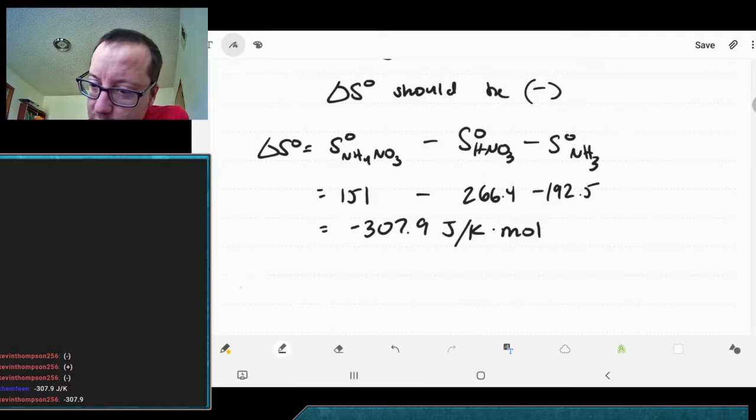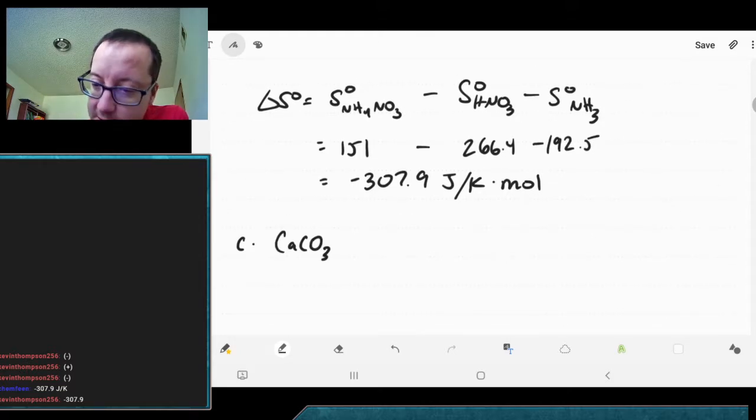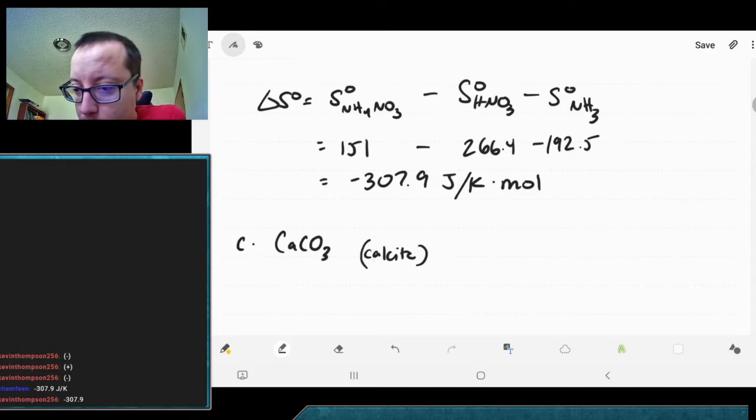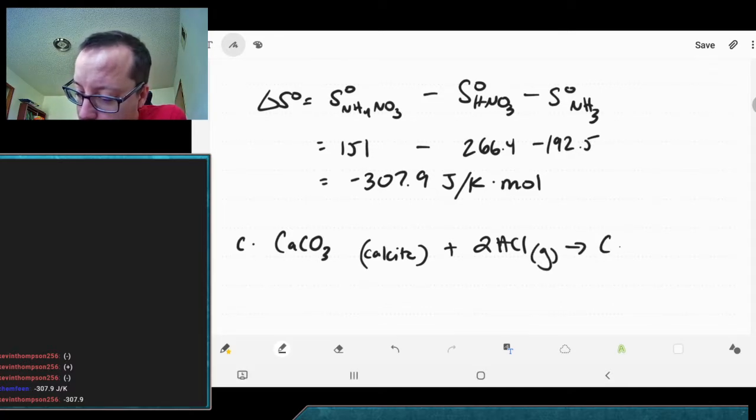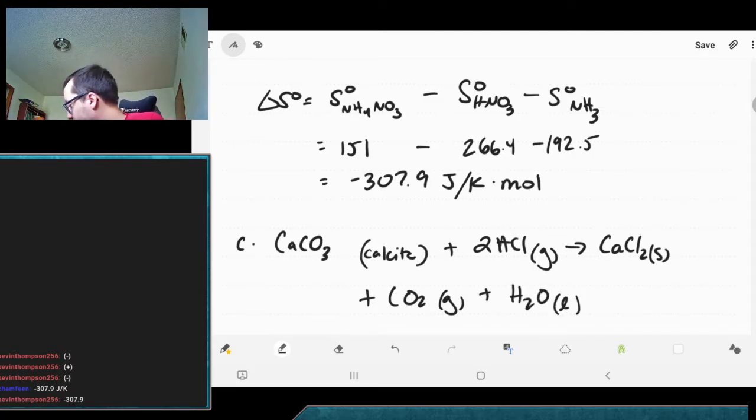Let's just go ahead and do C, I suppose. We have calcium carbonate as calcite plus 2 hydrogen chlorides turns into calcium chloride plus carbon dioxide plus liquid water. So with this one, what do we kind of think is going to happen here?